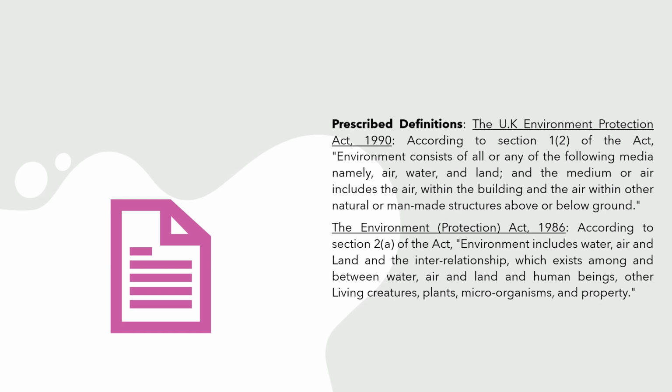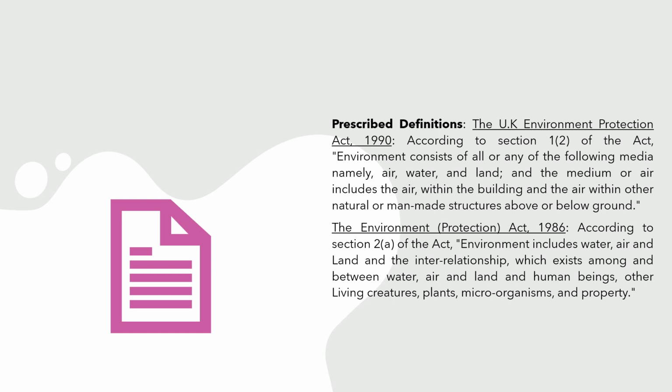The UK Environmental Protection Act 1990, according to section 1(2) of the act: environment consists of all or any of the following media, namely air, water and land, and the medium of air includes the air within buildings, and air within other natural or man-made structures above or below ground. So this is mentioned in the UK Environmental Protection Act.